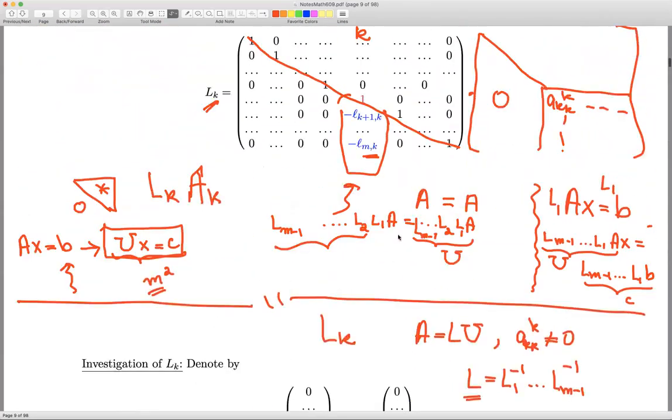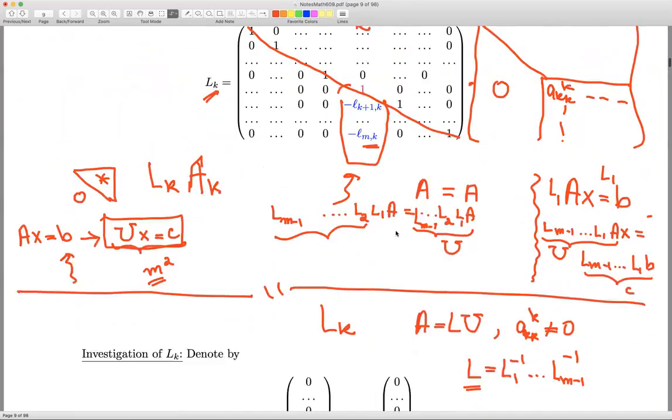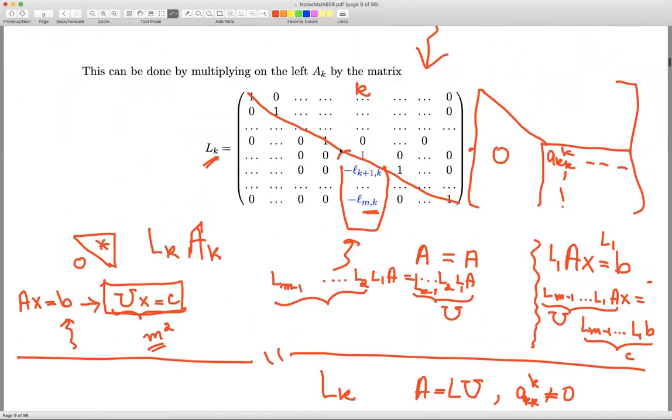If we look at the matrix Lk here, we see that it consists of the identity matrix, and it has this part below the main diagonal in the kth column. So I can rewrite this matrix Lk as a difference of two matrices. The first matrix will be the identity matrix, which will take care of all the diagonal elements, and then minus, because of these minuses right here.